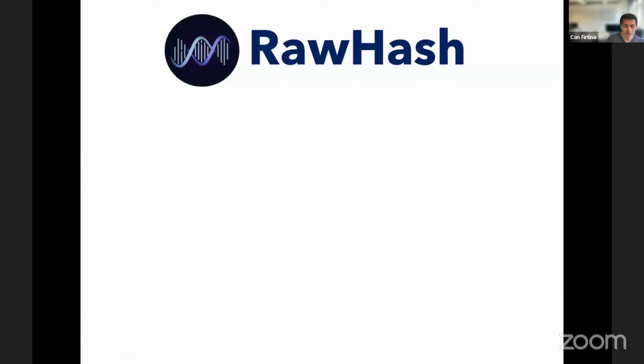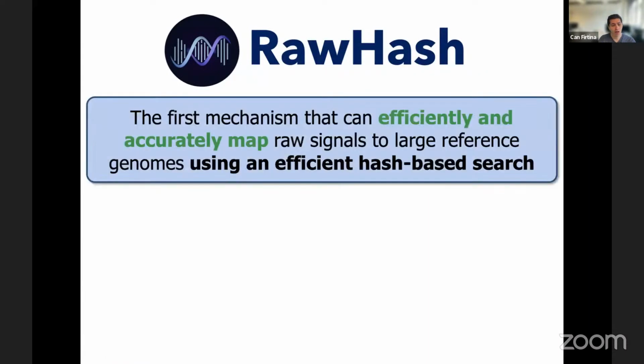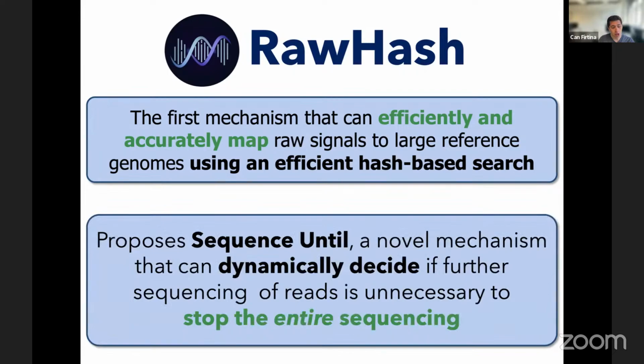So to this end, we propose RawHash. RawHash is the first mechanism that can efficiently and accurately map raw signals to a large reference genome using an efficient hash-based search. We also propose a technique called sequence until. This is a novel mechanism that can dynamically decide if further sequencing of reads is unnecessary, in order to stop the entire sequencing for certain genome analysis applications.